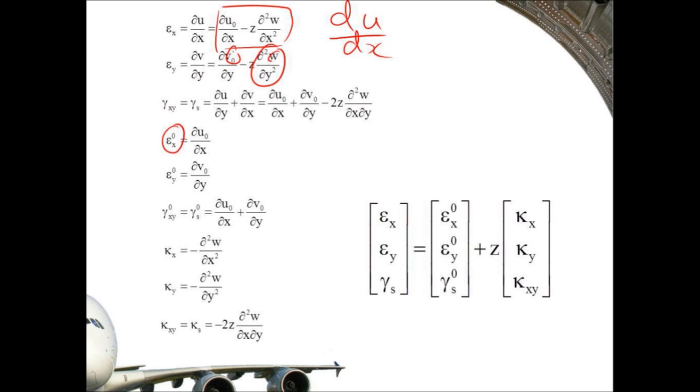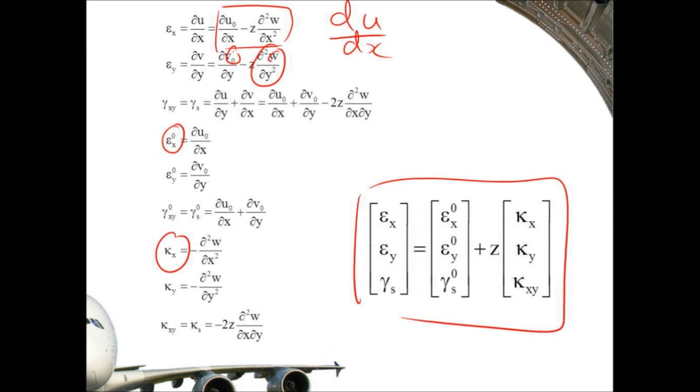Now, we'll break these up. Each of these terms has a term with v naught and a term with d2w dy squared, and so we can separate them out. And we call the constant bit the strain naught, and the other bit's kappa. So we can write a matrix like this here that says the strain at any point in x, y, and shear is the strain at the midplane of the laminate plus z times the curvatures.